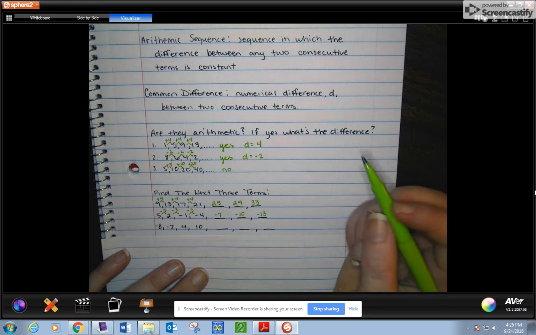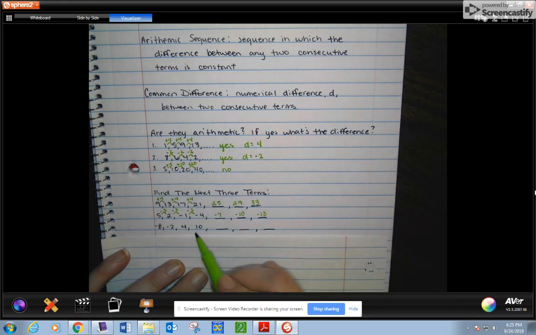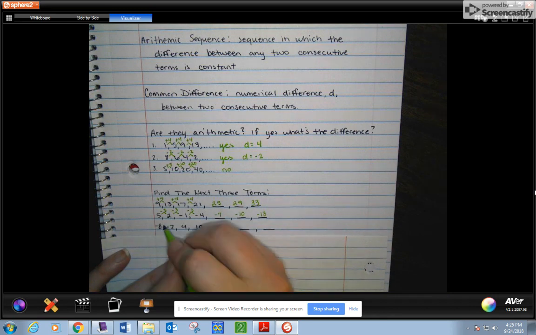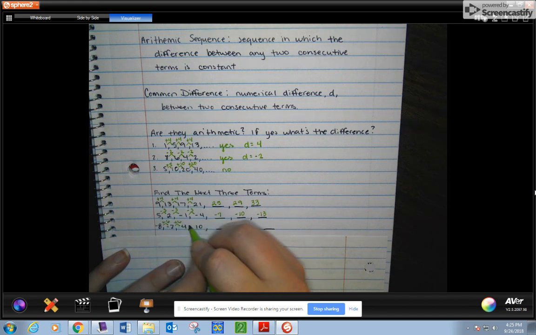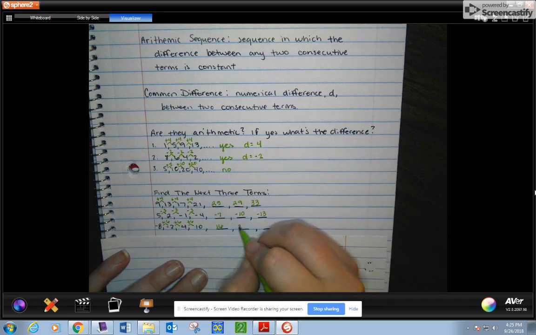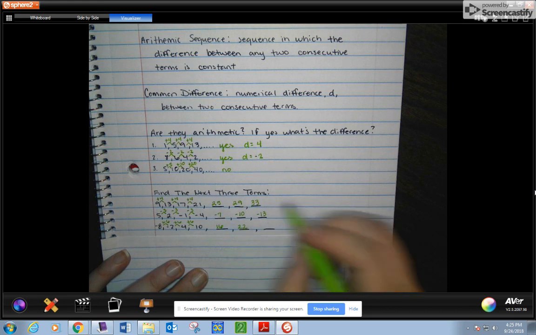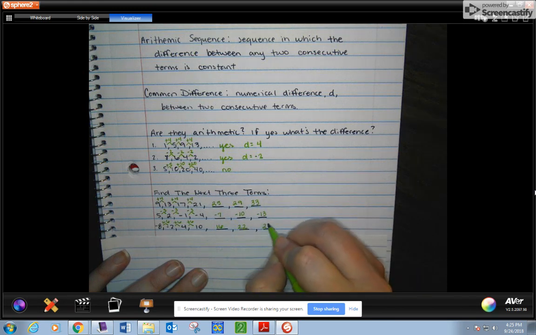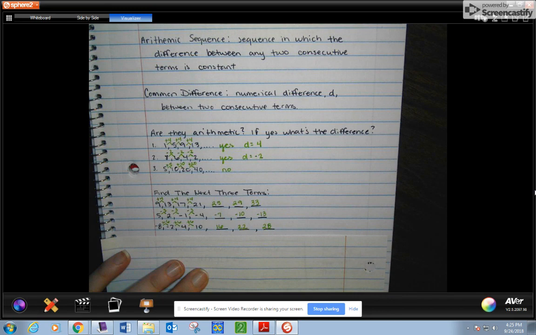Okay, for the next example, I'm starting negative and working my way to positive. So that means I am increasing. So I'm adding, and I'm going to be adding 6. -2 to 4, I add 6. 4 to 10, I add 6. So when I do 10 plus 6, I get 16. 16 plus 6 is 22. And 22 plus 6 is 28. So I finished off my sequence.